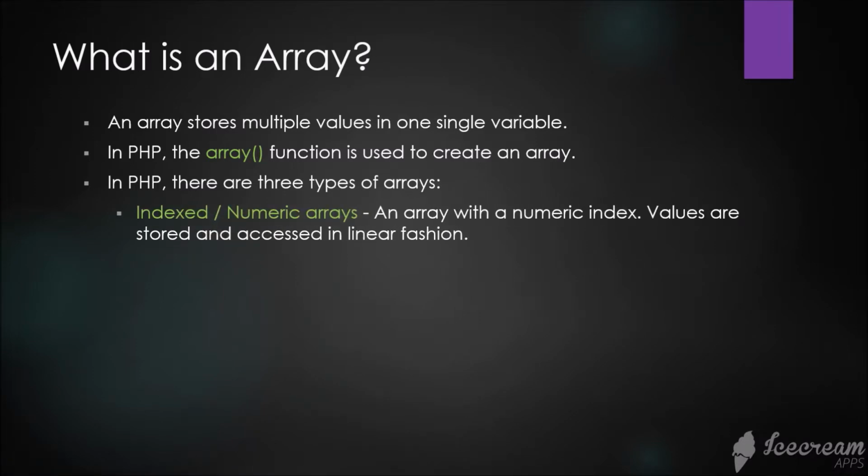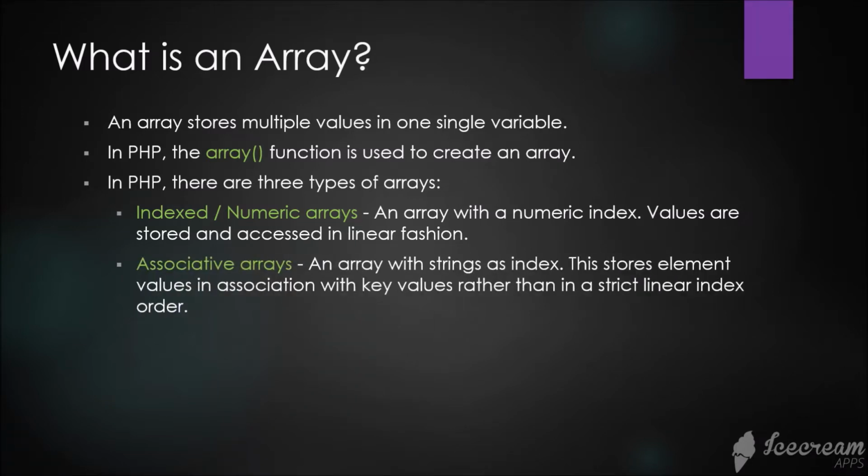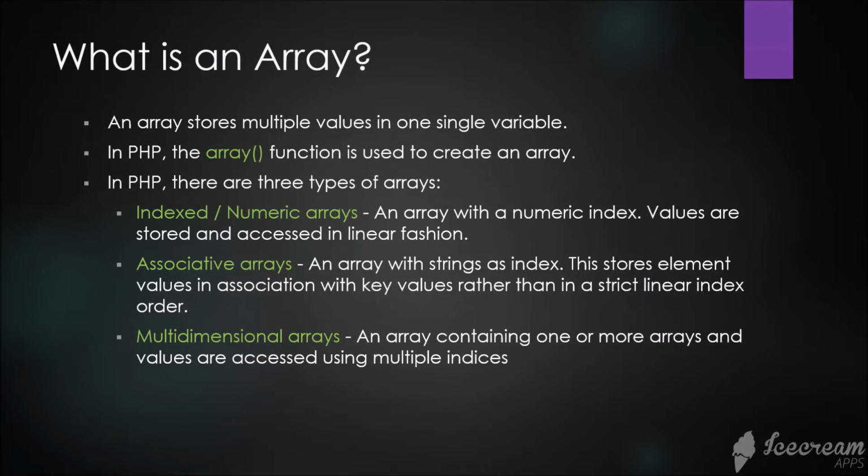First, we have indexed or numeric arrays: an array with a numeric index, where values are stored and accessed in linear fashion. Next is associative arrays, an array with strings as index. This stores element values in association with key values rather than in a strict linear index order. Then we have multidimensional arrays, an array containing one or more arrays, and values are accessed using multiple indices.